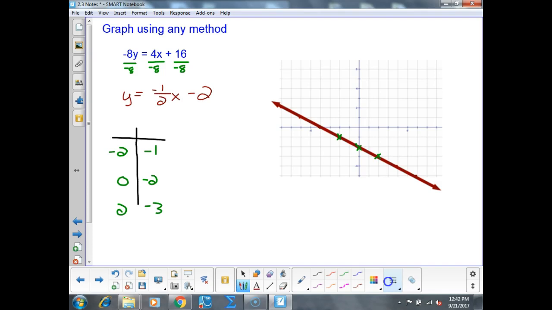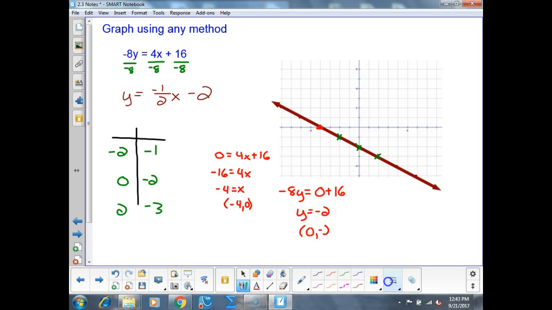If I went intercept method, I would have gone 0 = 4x + 16. So then that gives me -16 = 4x. So that's -4 for my x-intercept. 1, 2, 3, 4. I'll go triangles this time. Okay. And then -8y = 0 + 16. So that would be y = -2, which we've well documented that that one right there is my y-intercept. There it is. Okay?